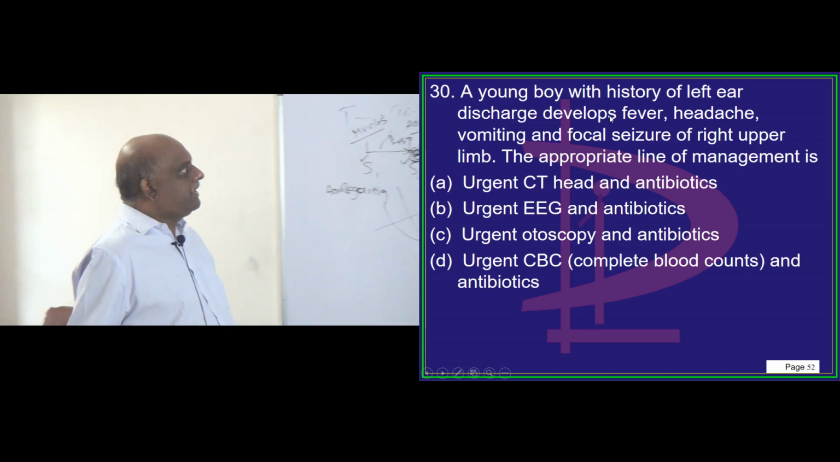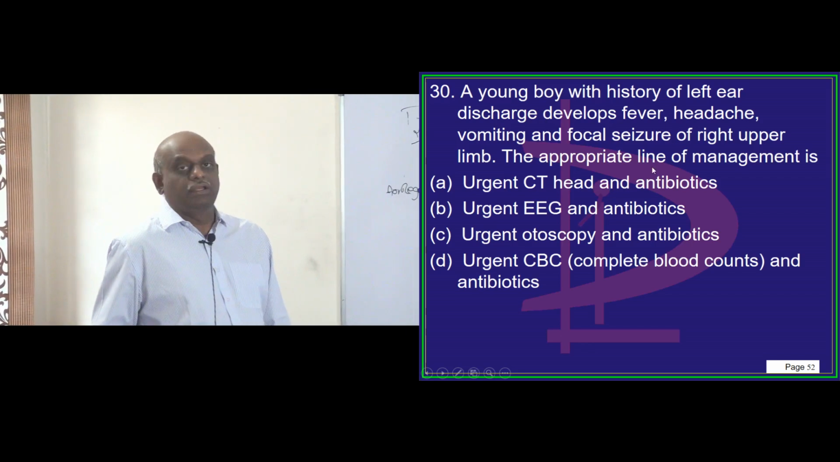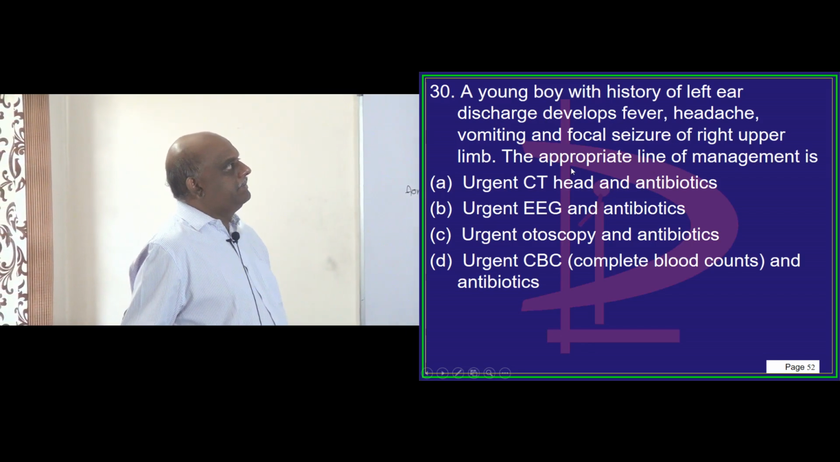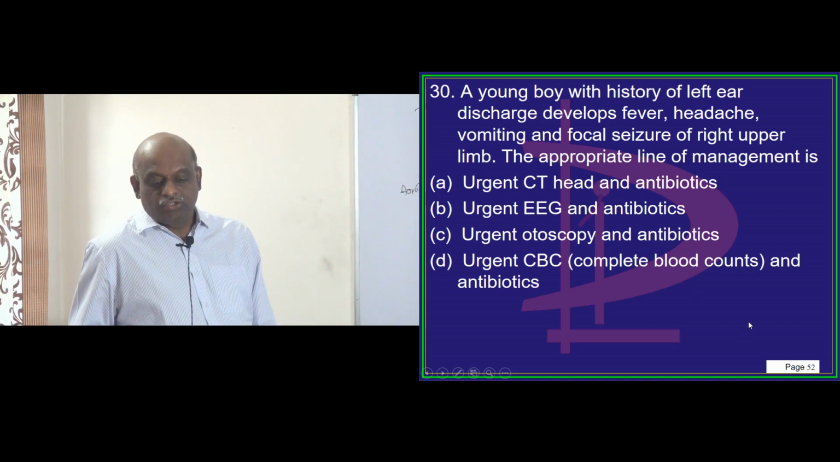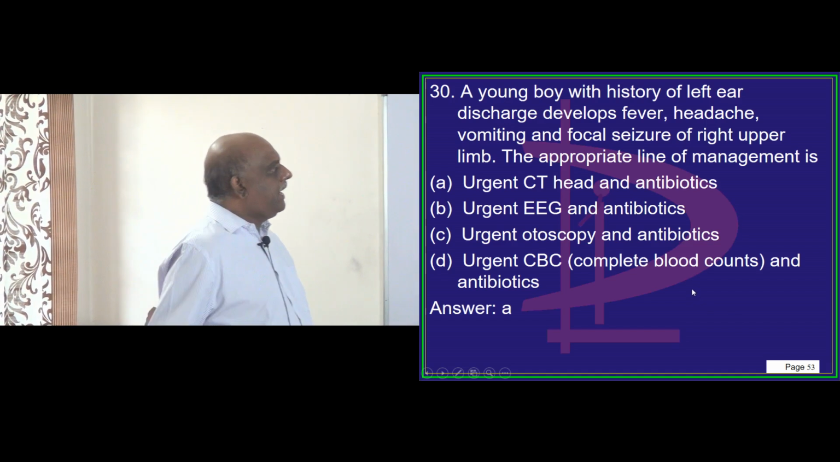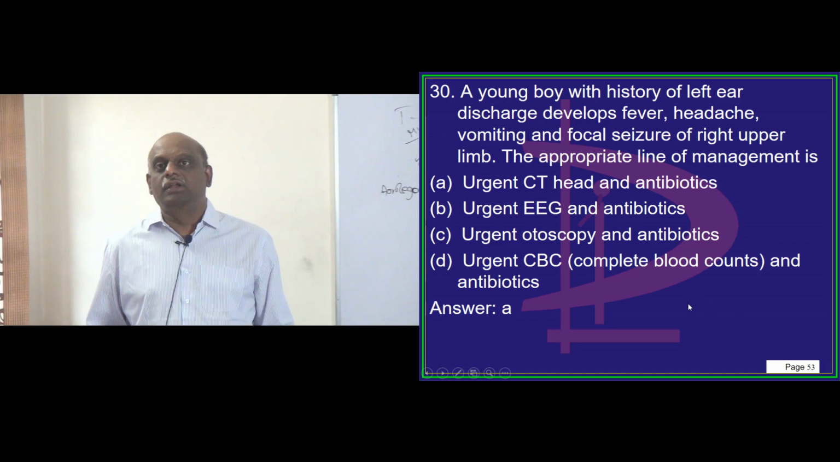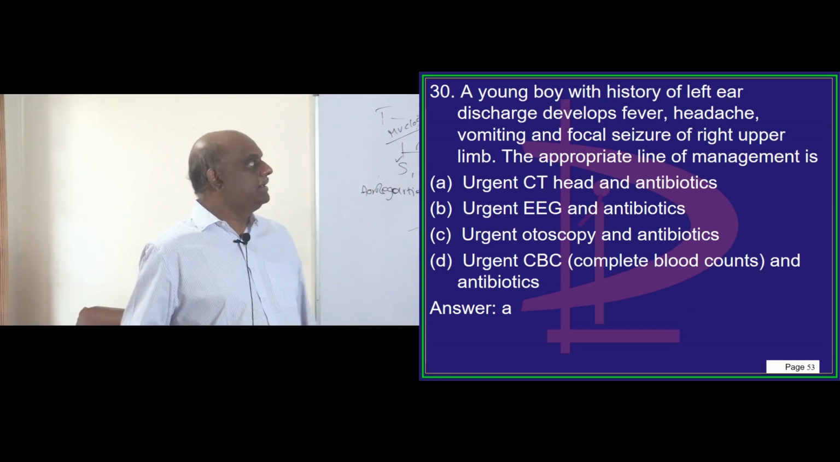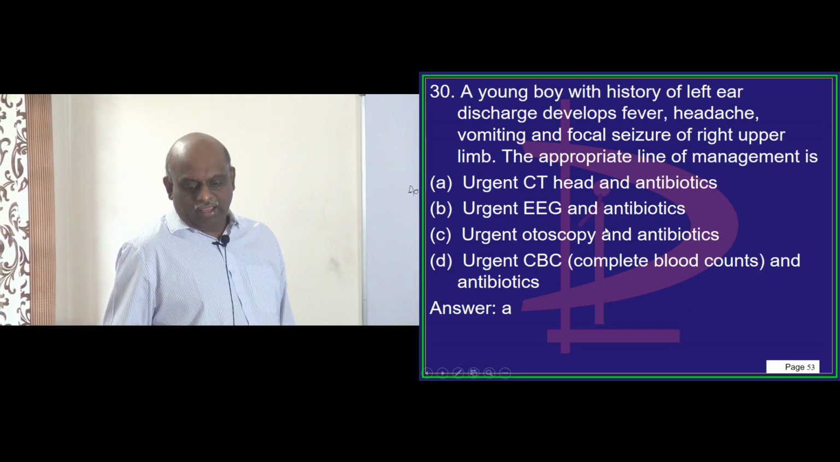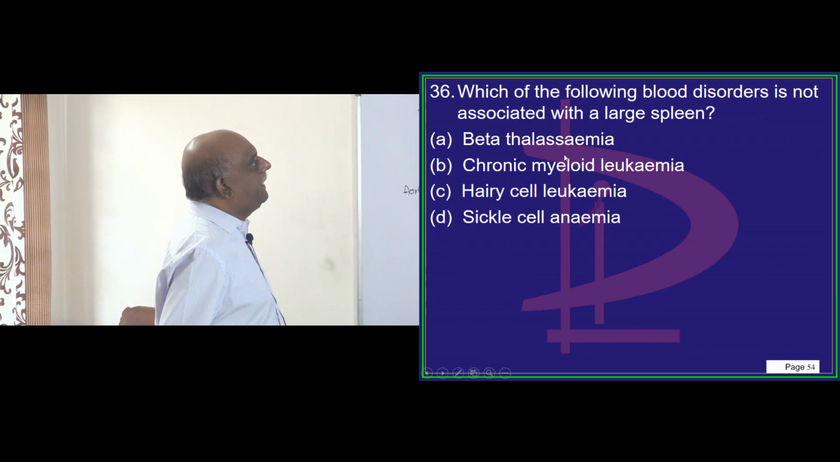A young boy with a history of left ear discharge develops a right upper limb focal seizure. So what do you want to do? It is a classical case of brain abscess. Common underlying cause is the ear infection. So urgent CT head and the antibiotics is considered to be the management.